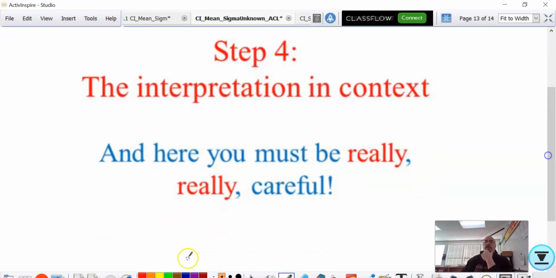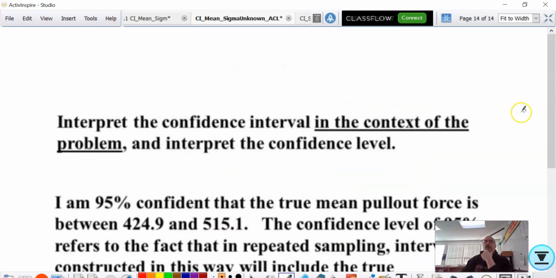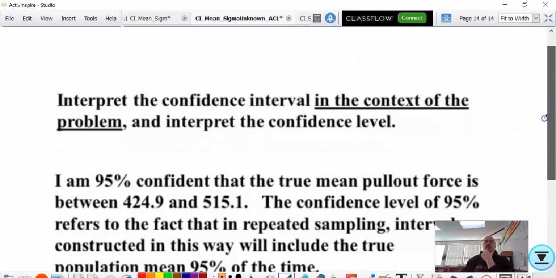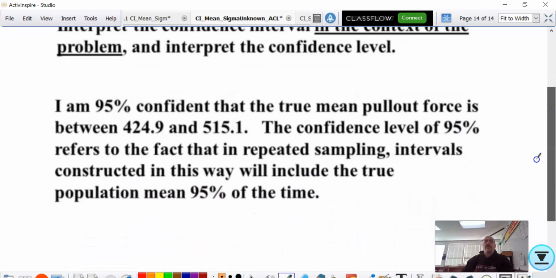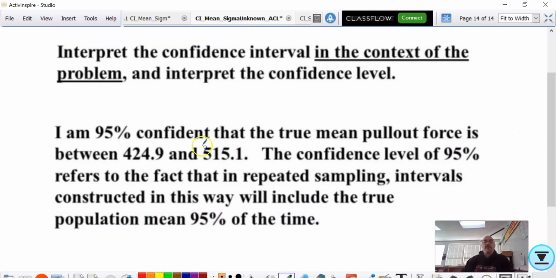Okay, interpret, again, be really, really careful. So the first interpretation is our 95% confidence interval, and then the level. I am 95% confident that the true mean pull-out force is between 424.9 and 515.1. The confidence level of 95% refers to the fact that in repeated sampling, intervals constructed in this way will include the true population mean 95% of the time.